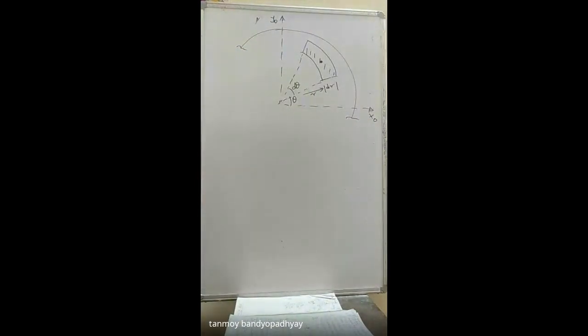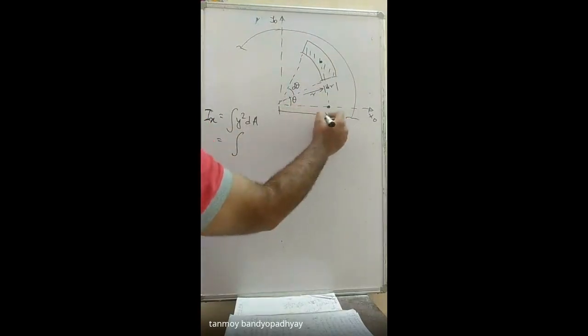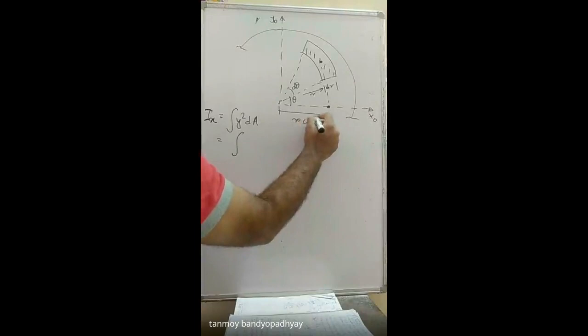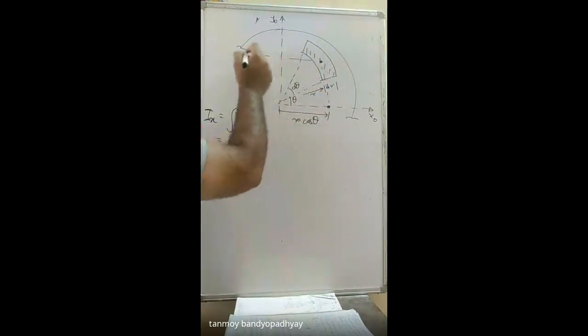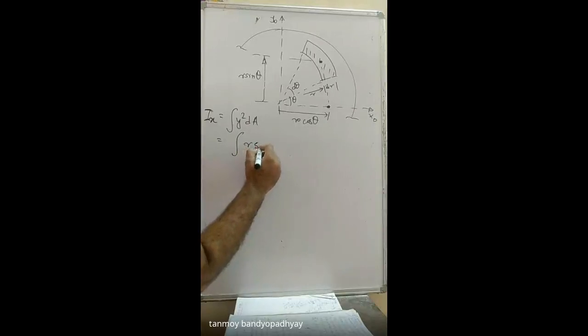Okay, so what will be Ix? The moment of inertia Ix should be equal to integration of y squared dA. So what will be y? If I draw projections, this distance will be equal to r cos theta, and this distance will be equal to r sin theta. So y should be equal to r sin theta, whole square into dA.